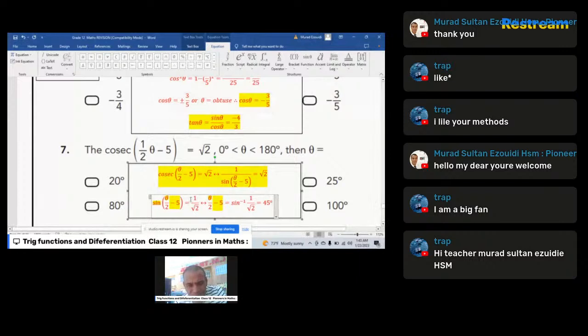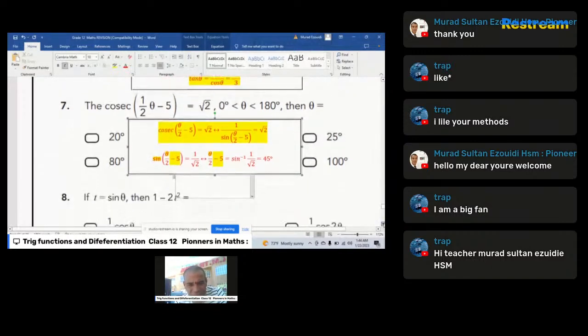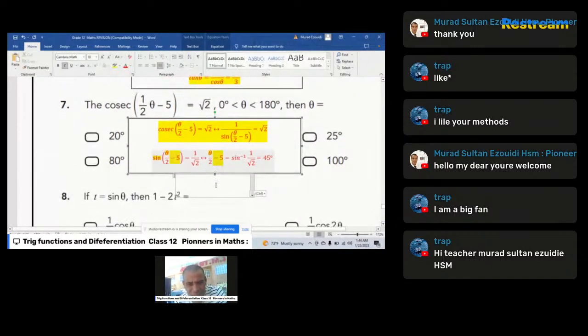Then, learners, I will just use the last one. I will extend this so that I can have space.